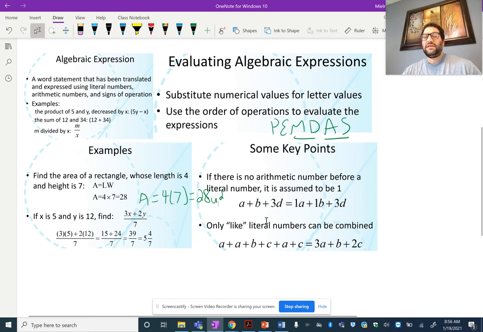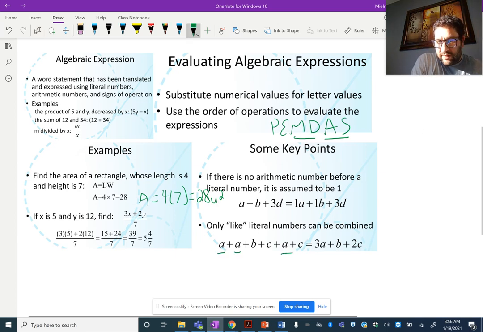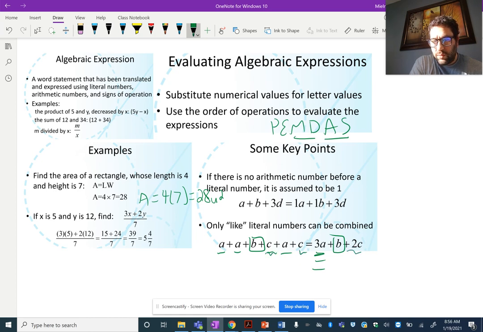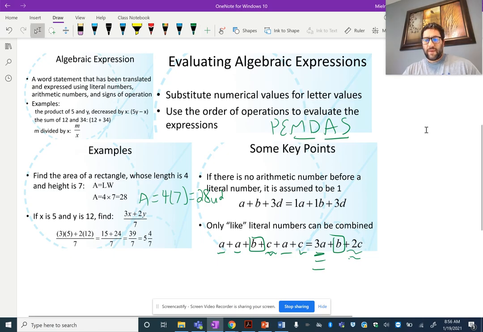Only like literal numbers can be combined. So if we have a plus b plus c plus a plus c, well, we have 3 a's, which is why we have the 3a. We have 1b, which is why we still have 1b. And we had 2c's, which is why we have 2c's, combining like terms.